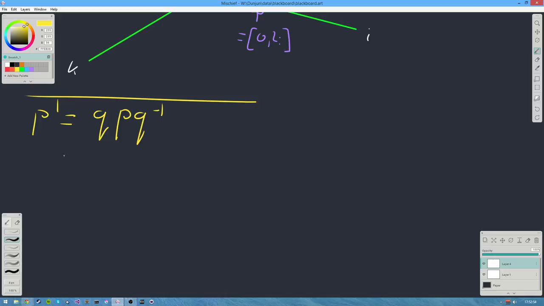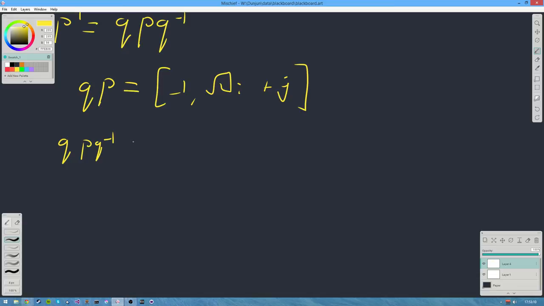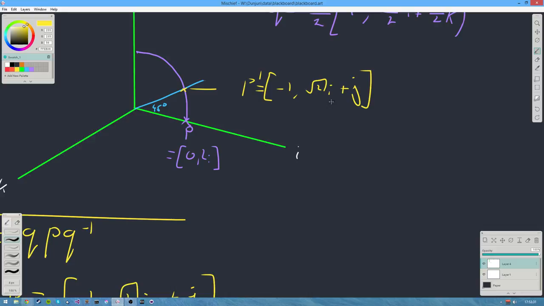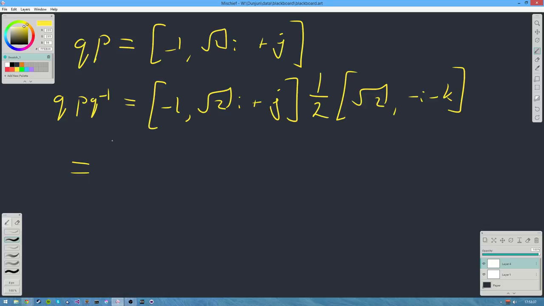So if we take QP, that was negative 1 root 2i plus j, multiplying it by its inverse. We get negative 1 root 2i plus j, multiplied by whatever Q is now, so it's actually 1 over 2 root 2 negative i negative k. Again, I know it's different to how I've written it up there, but that's just to keep it the same. So now we multiply this out, or get the half back out there. Negative root 2 minus the dot product between them two. So we times them, times the dot product.